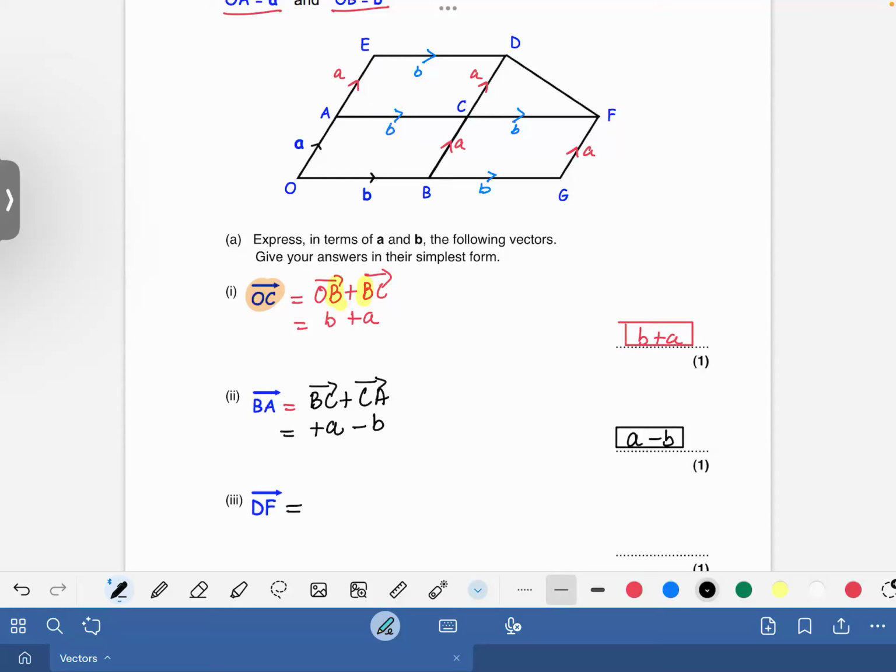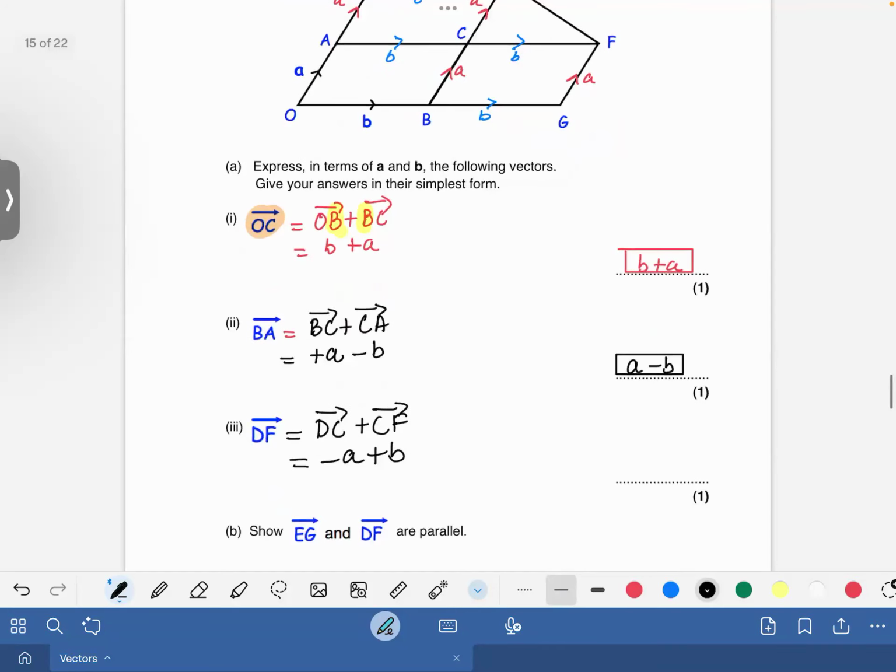Sir, D to C or C to F? Very good. D to C plus C to F. D to C क्या है? Negative A. Very good. And CF? Plus B. Very good. So this is minus A plus B.